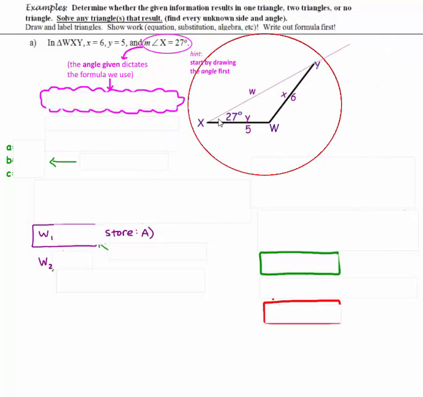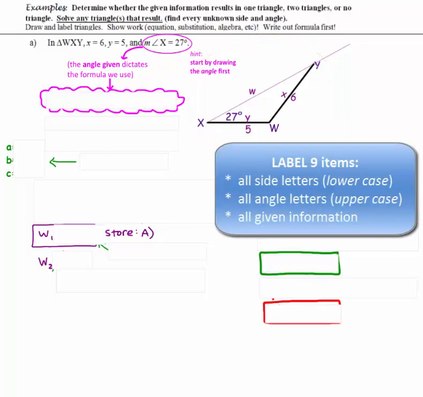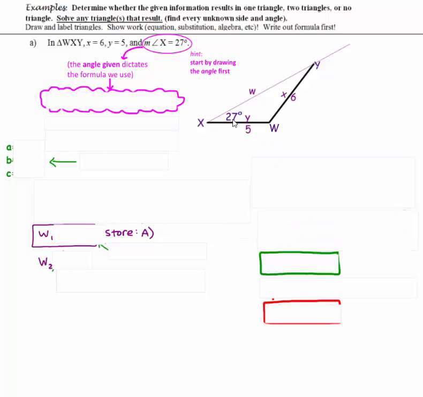And so we've got our 27 degrees x, and of course you're labeling all 9 pieces of information, each side letter with lowercase, each angle letter with uppercase, and the 3 pieces of information that you're given. So because we're only given one angle, that means that we need to use the law of cosines. So we're going to set up our law of cosines looking for the angle x, 27.